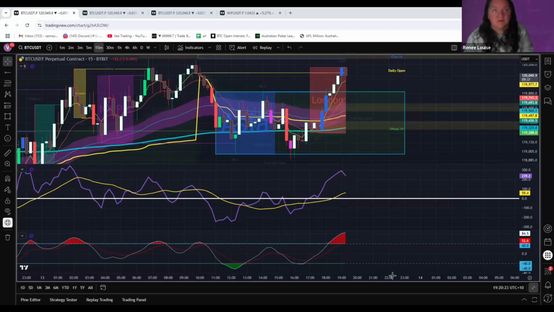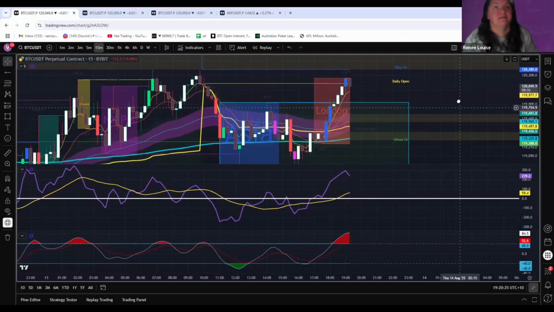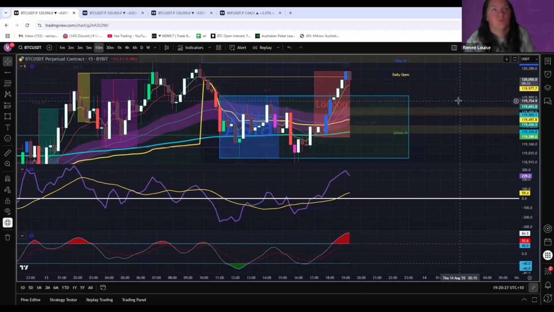There we go. So this is a very simplified version of the way that I trade and the way that I look at the screen.